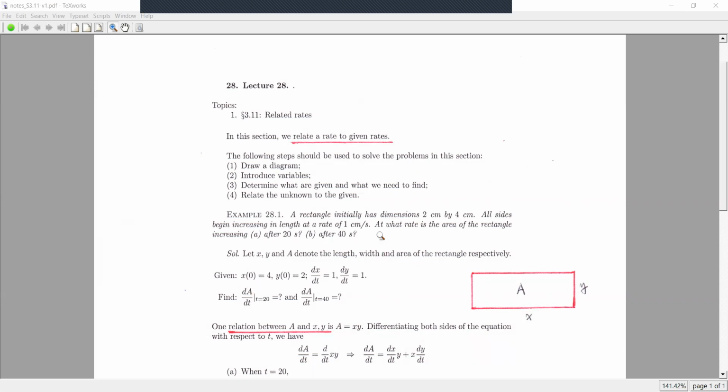Similarly, at what rate is the area of the rectangle increasing after 40 seconds? To answer this question, we need to compute the derivative of the area with respect to time t. Then evaluate the derivative at 40.